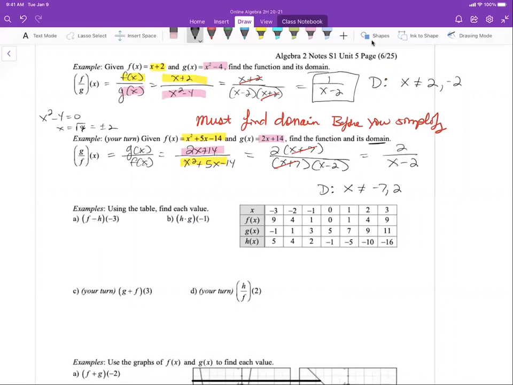What did I do wrong? I'm on the wrong problem. Hold on. No, I'm not. This is the answer. 2 over x minus 2. And the domain is all values of x's except for -7 and 2.